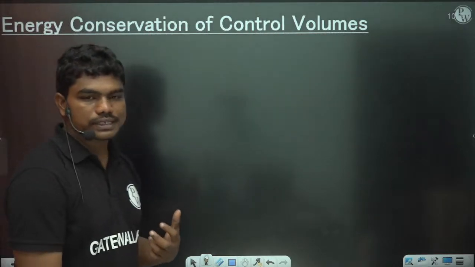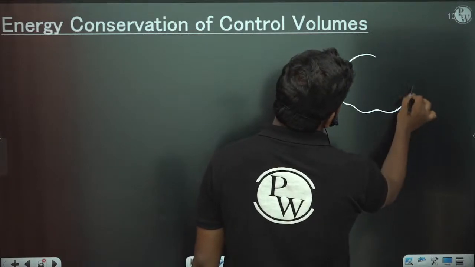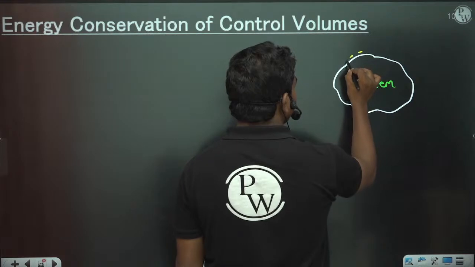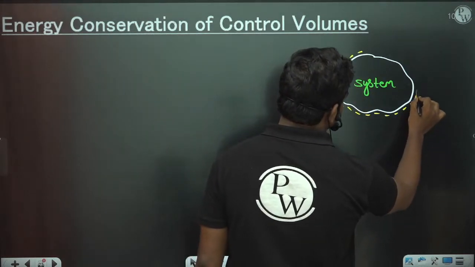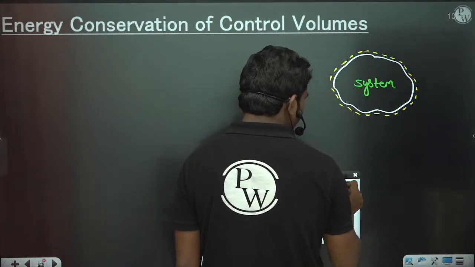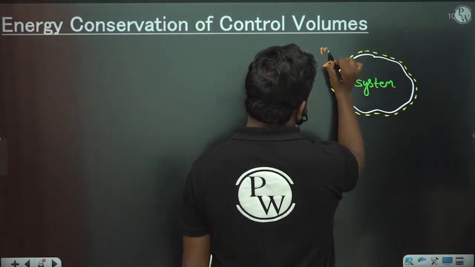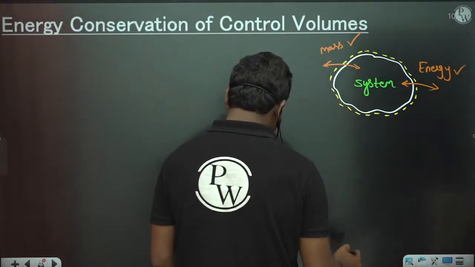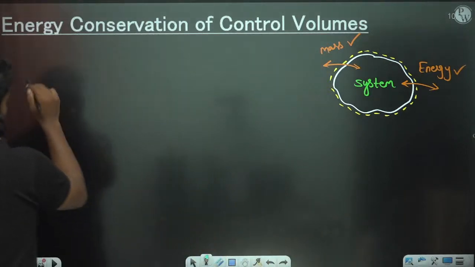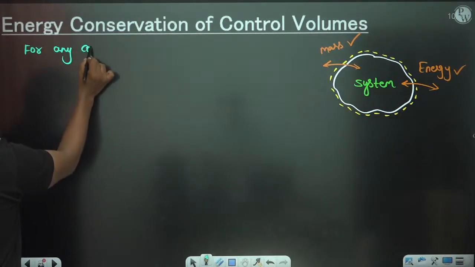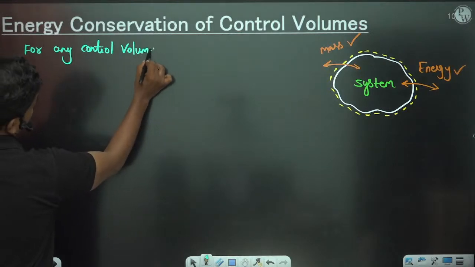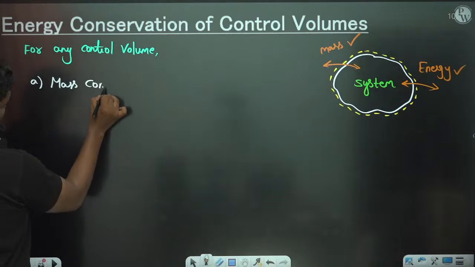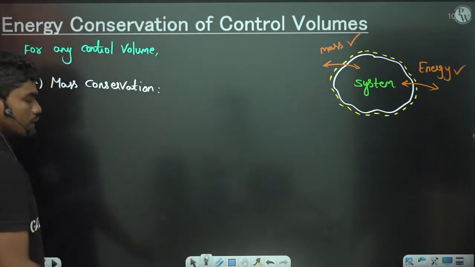Now if you apply this conservation for control volumes, if you have a system and if you have this boundary, then mass interactions will take place and energy interactions can also take place. Now for the energy equation, first the mass balance for any control volume. If you apply mass conservation, in case of control volumes, mass will flow continuously.